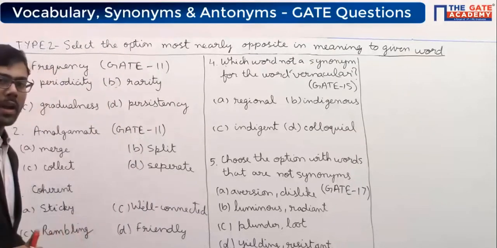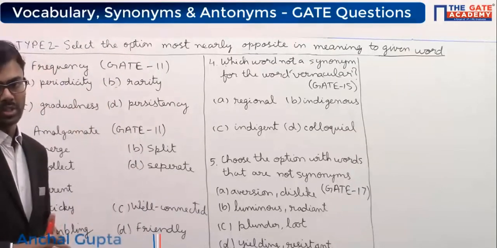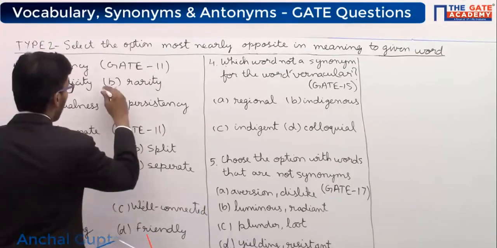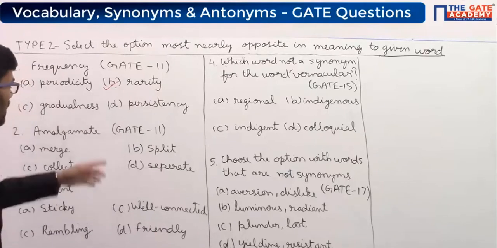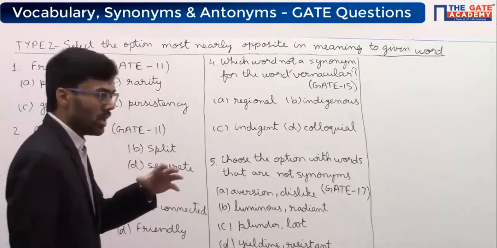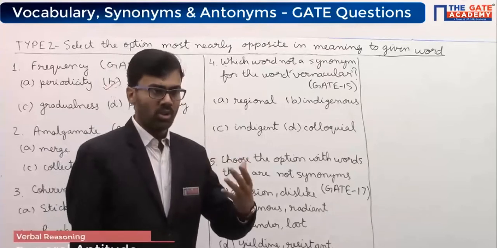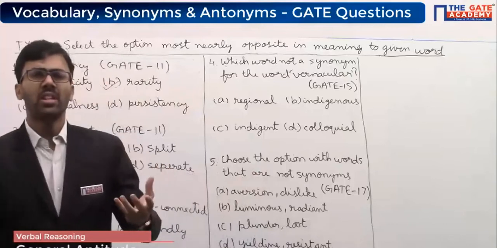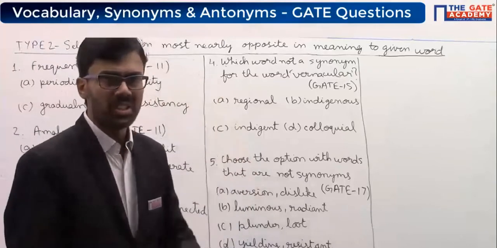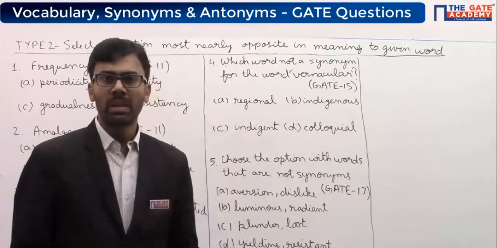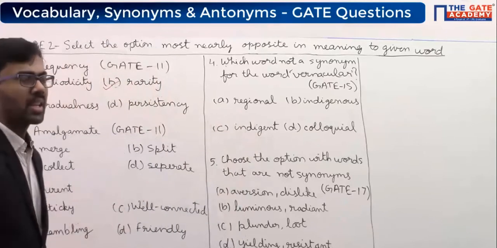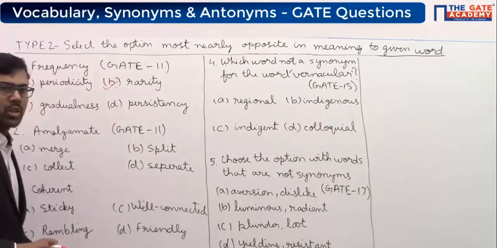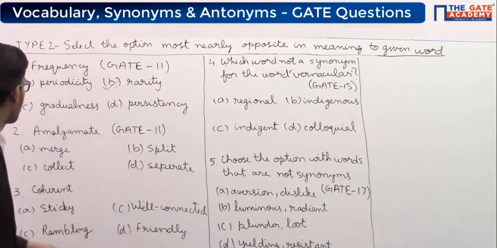So here we have to find the word that is most nearly opposite in meaning to the word frequency. So here it should be B, rarity. Because rarity means something, or it could be any process, it could be any state, it could be any event that happens very, very rarely. Maybe once in hundreds of years, maybe once in many years, maybe something that happens once in many months, when it should perhaps be expected to happen much more frequently. So rarity means something that does not happen frequently. So that is why this is the correct answer.